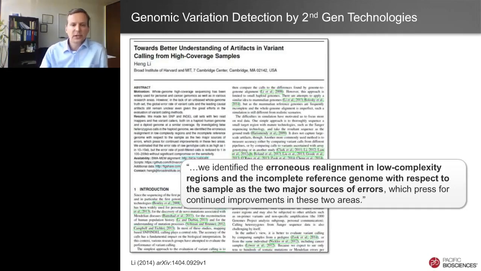And so he looked and validated some of these and convinced himself that they were indeed artifacts, and went further and identified the root cause in erroneous realignment in low complexity regions and the incomplete reference genome with respect to the sample as the two major sources of errors, which press for continued improvements in these two areas.